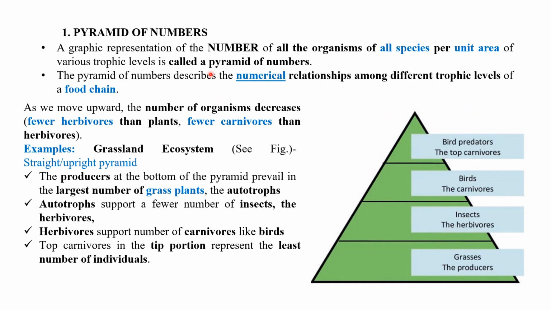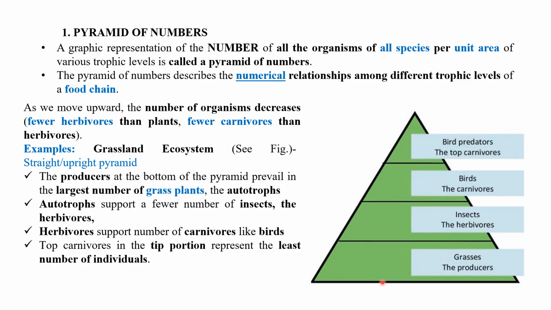The first one is the pyramid of numbers. A graphic representation of the number of all the organisms of all species per unit area of various trophic levels is called a pyramid of numbers. So these are the trophic levels. About the trophic levels, we have also studied in the last lecture. The pyramid of numbers describes the numerical relationship among different trophic levels of the food chain.